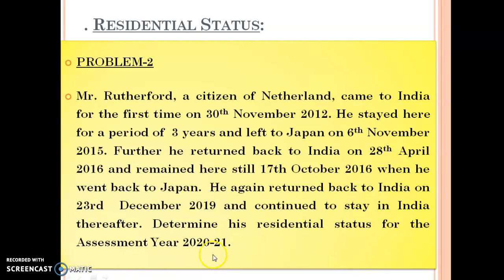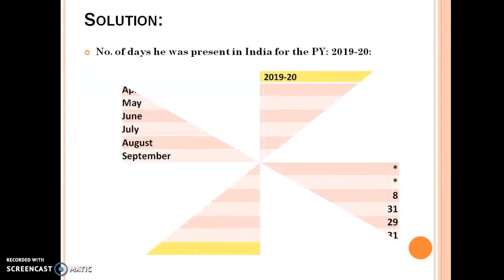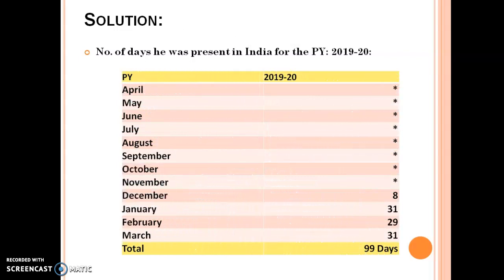Now, the assessment year is 2020-21. So, the previous year is 2019-20. So, we have to calculate first the total days Mr. Rutherford was present in India for the previous year 2019-20. In previous year 2019-20, you see that the total days he was present in India is only 99 days.